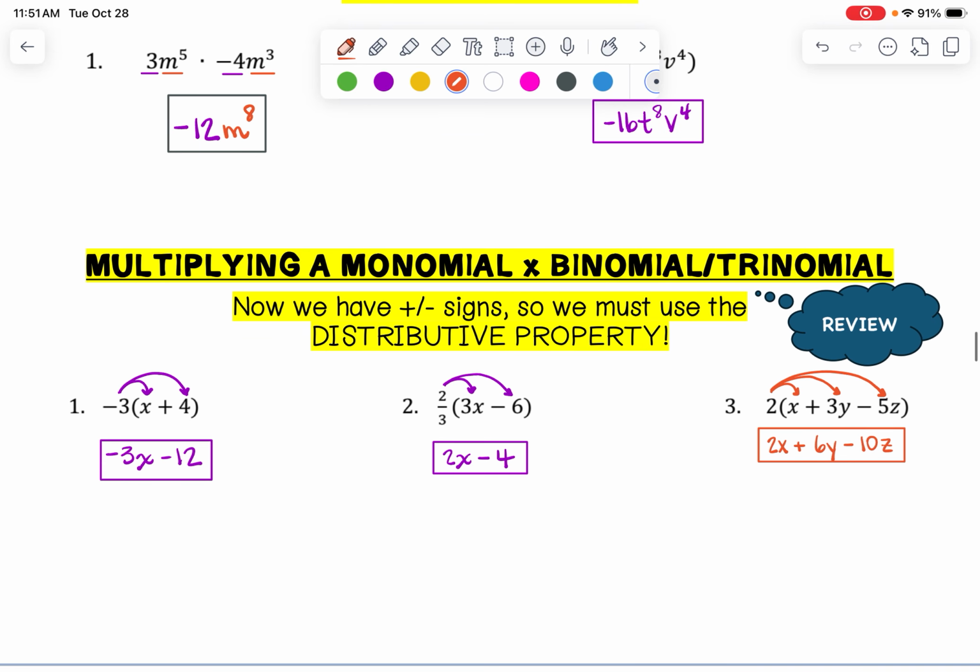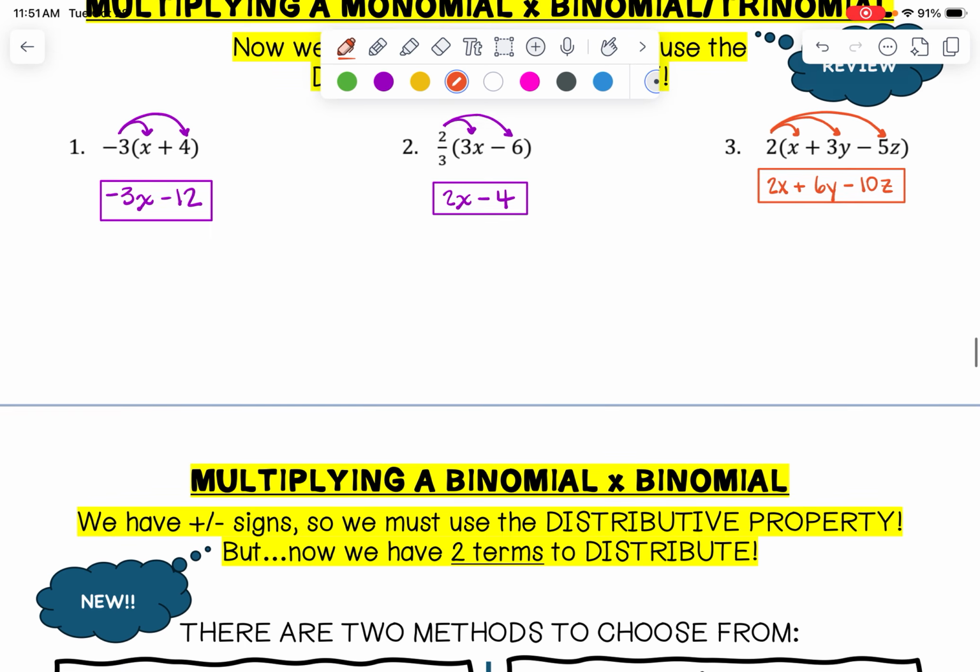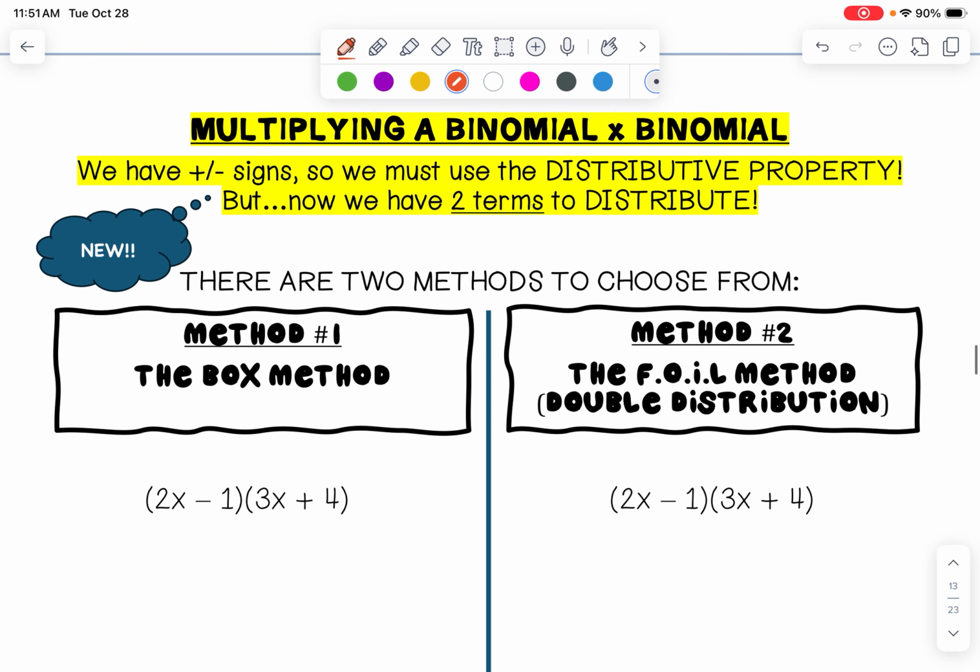All right, so this is all review. We've been doing this since week 1. No big deal. Now we're going to start something new. Now we're going to multiply binomials times another binomial. Well, it's not that difficult, right? You just have to distribute more.